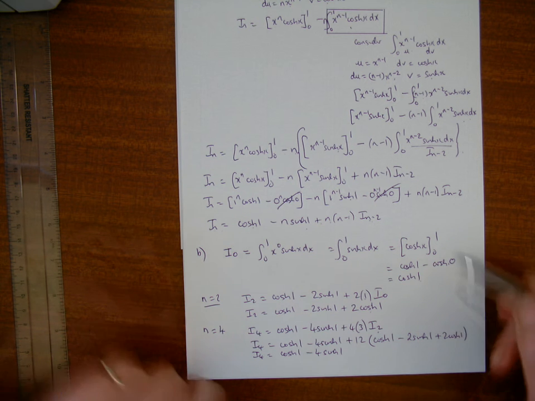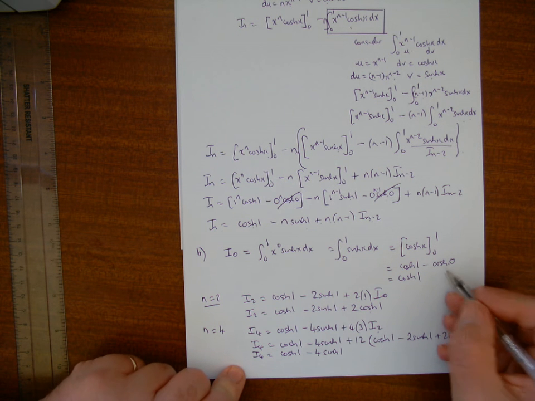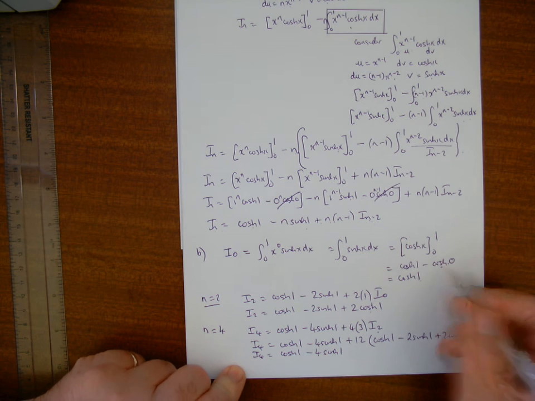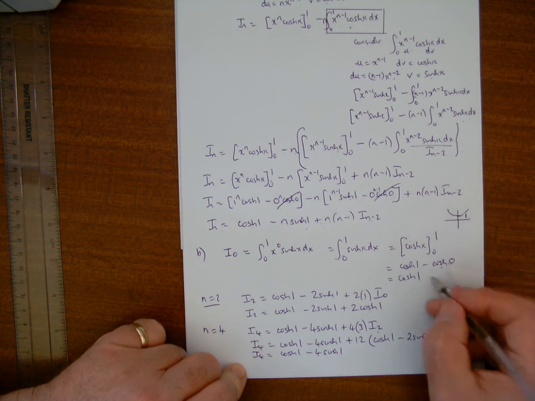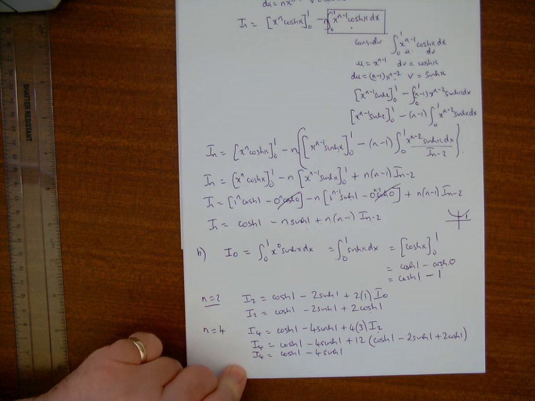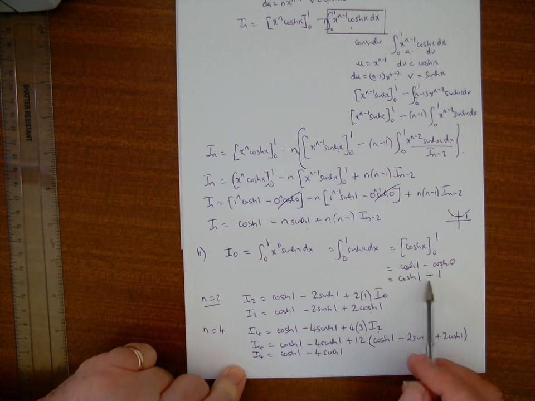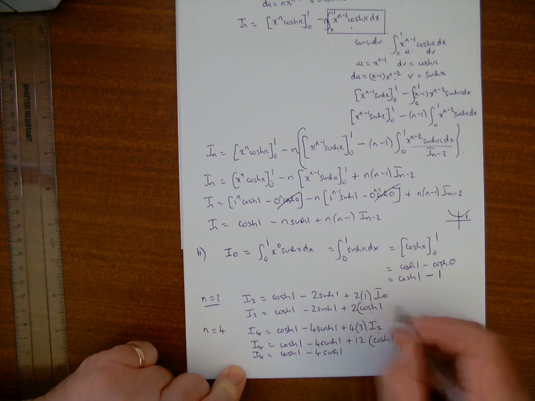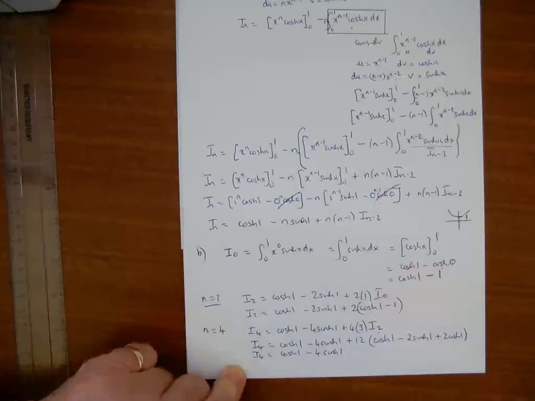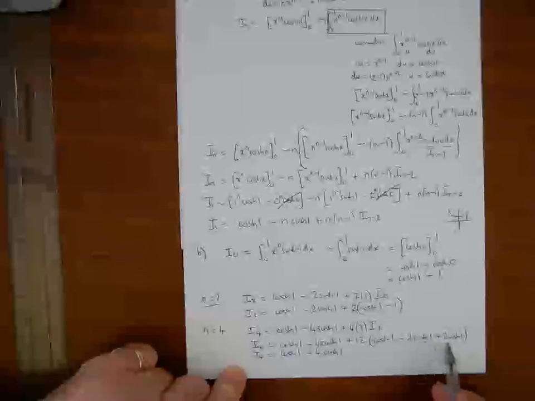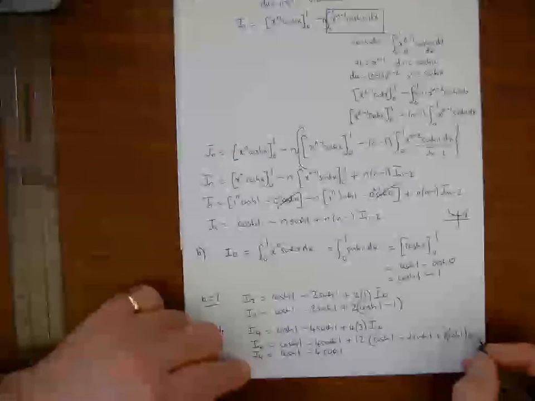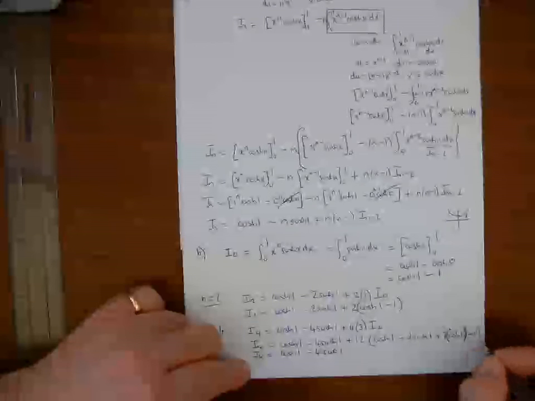Right, I've made an error. Going back up to I_0 here, I've made an error. Cosh of 0 is 1. Okay, if we draw the cosh graph, that passes through 1, so the cosh of 0 is 1, so that's minus 1 there. So when I put in for I_0 here, that's 2 lots of I_0, so that's 2 lots of cosh 1 minus 1. And when I put in here for I_2, that's cosh 1 minus 2 sinh 1 plus 2, and that there is cosh 1 minus 1.